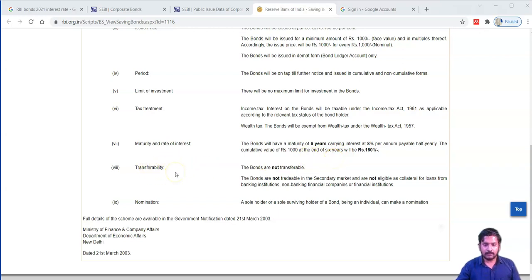Regarding the transferability, we can say that the bonds are not transferable. It means there is no embedded option over here, so it is not an embedded bond. So we have discussed a lot of terminologies in this session.